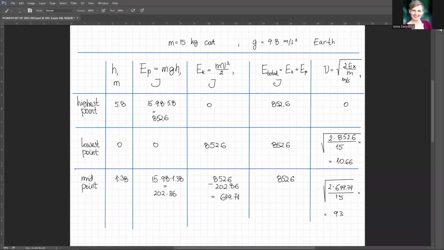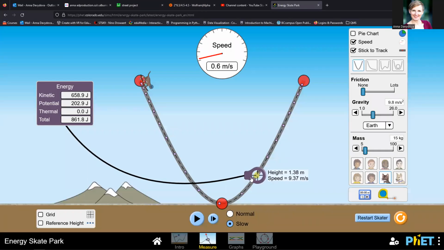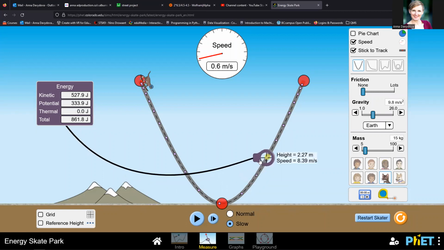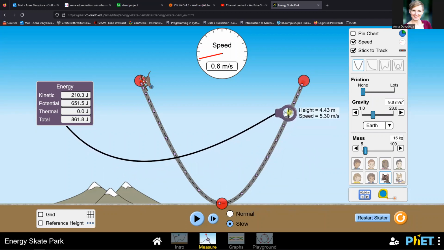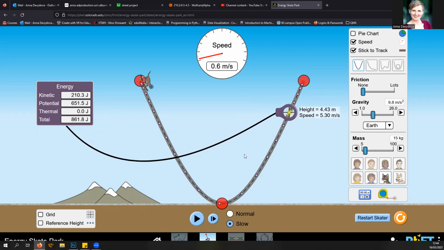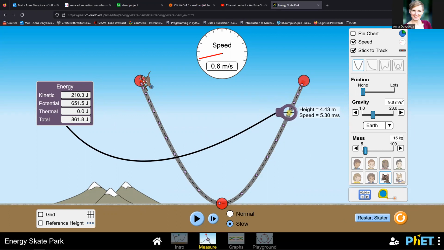Now, following the same pattern, I invite you to take any other midpoint somewhere. It's called midpoint, not because it's specifically in the middle, but kind of somewhere between the highest and the lowest points. So take one of the other points and calculate your own values for kinetic, potential, and speed, and confirm that that in fact is true using the measuring tool provided. So that is the nature of this simulation, to be able to confirm your findings algebraically.